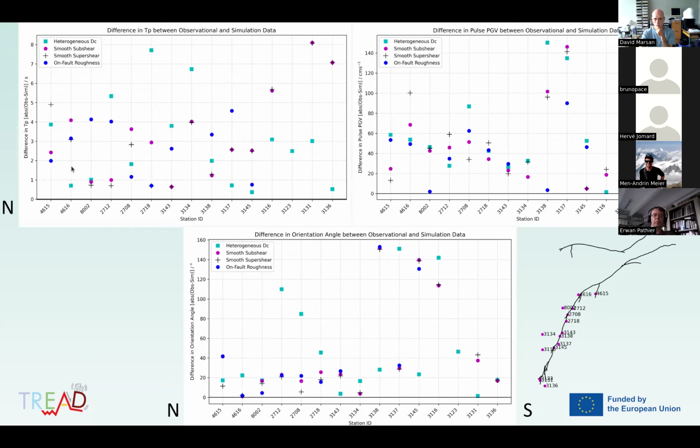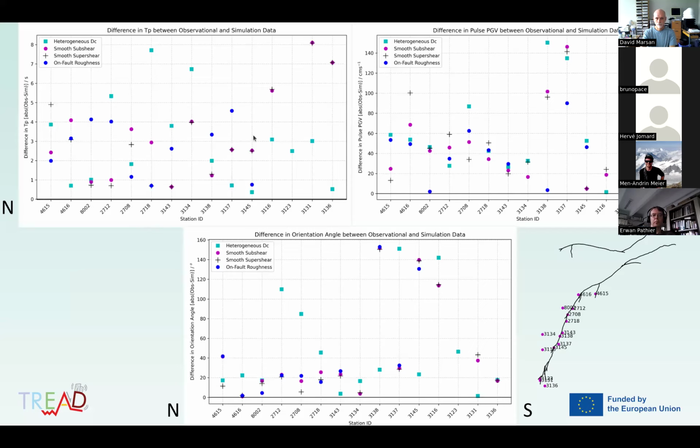And so what we're seeing is basically the absolute values of the observational data minus the simulation values. Here we're looking at the period differences. This is the PGV, and this is the angle orientation difference.